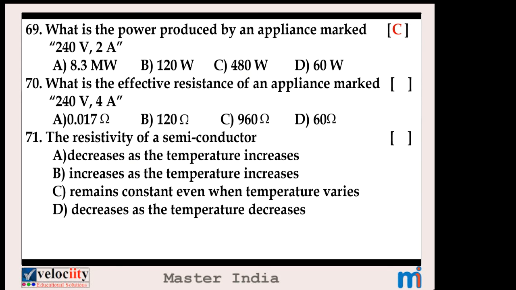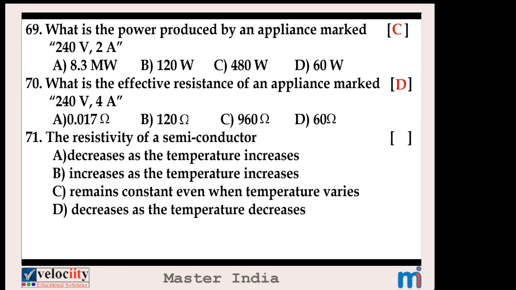70. What is the effective resistance of an appliance marked 240 volts 4 ampere? A. 0.017 ohm, B. 120 ohm, C. 960 ohm, D. 60 ohm. Answer is D. 60 ohm.